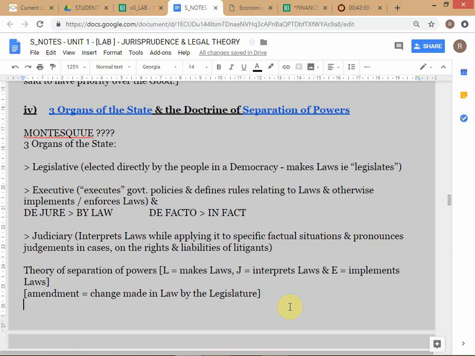But under the separation of powers doctrine, we don't see that as a role of the judge. The judge's role is only to interpret the law and not to make the law. So that's why we don't consider legal realism as being consistent with separation of powers.